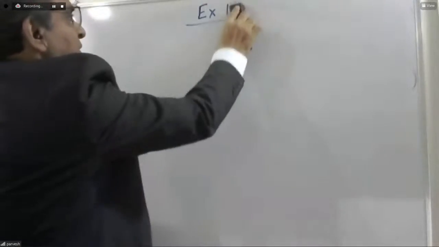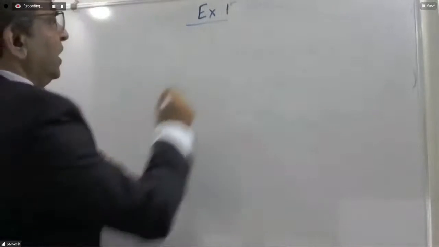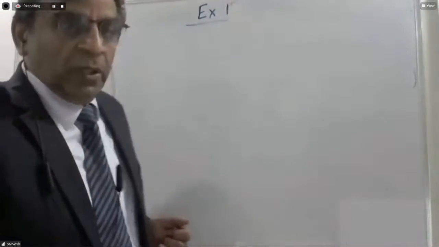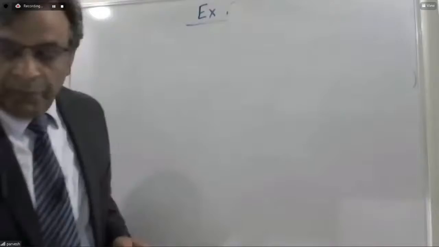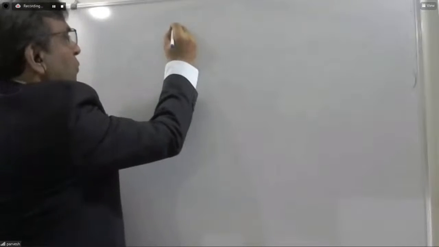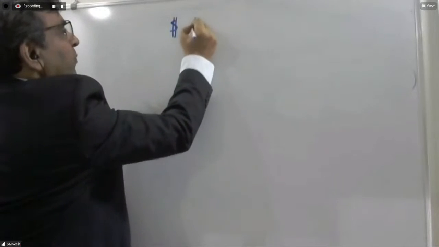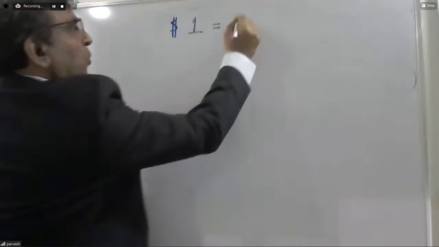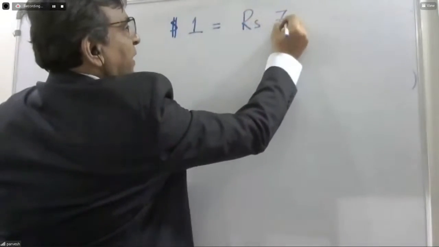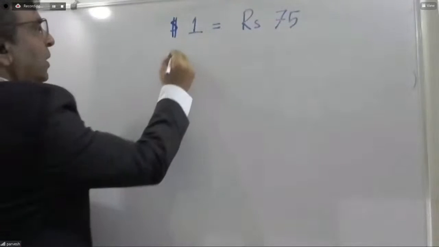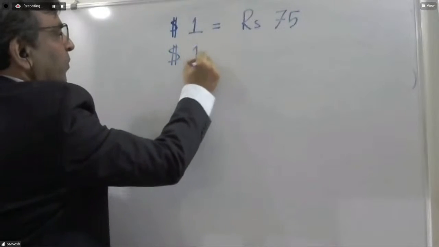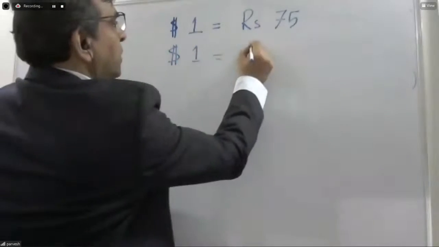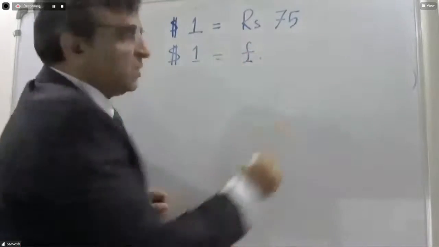Sorry. So let's do yet another question. Let's see if it's a simple one or a little bit googly. So this is an example, and it may not be in your exercise. $1 is equal to 75 rupees. $1 is equal to 0.79 pounds.